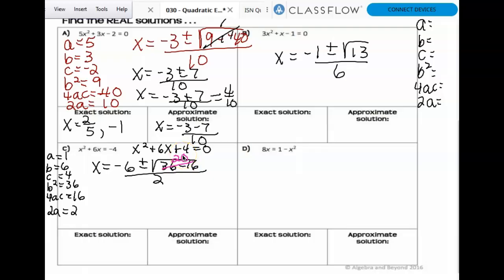But the square root of 20 we can simplify. So if I divide by 2, I get 10. And I divide by 2, I get 5. So where do the 2's go? All right. So I'm going to have x equals negative 6 plus or minus 2 square roots of 5 over 2. Now, can I divide 6 by 2? Can I divide 2 by 2? Yes. So I'm going to get negative 3 plus or minus the square root of 5. And that's our answer.